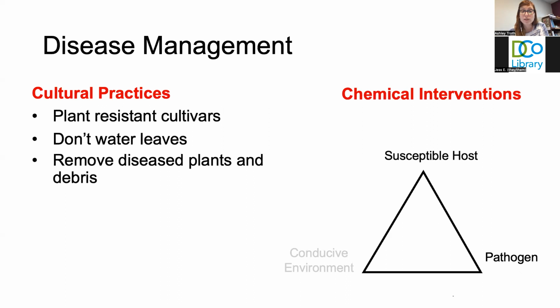We can remove diseased plants and debris, right? Because those are a conducive environment. Just like leaving that tomato plant that has the wilt in, it's just going to be shedding fungi or bacteria back into the soil. The moment you see that dead or diseased tissue, just take it out.